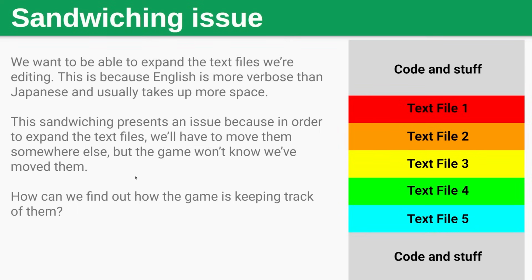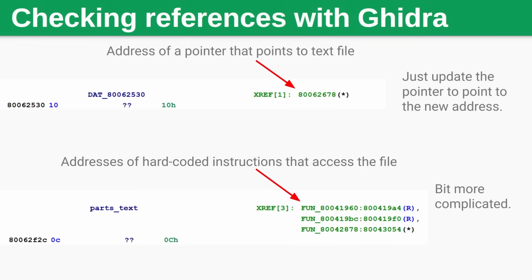This means that if we want to expand these text files, we have to be able to move them around. But the game has to be keeping track of these files somehow, and we have to figure out exactly how it knows where each of these embedded files are. Luckily, that's really easy to do in Ghidra.